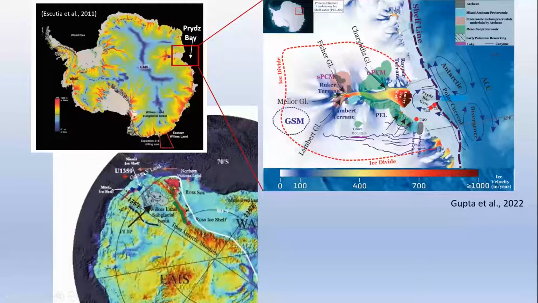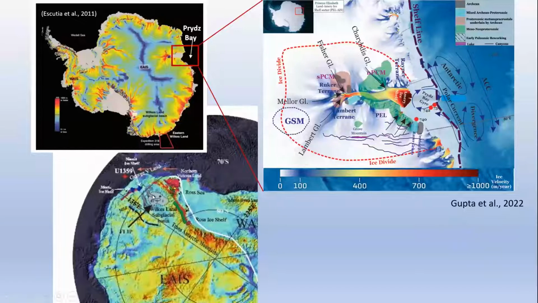And similarly, in Wilkes Land area, this red star is showing the location of the site in Wilkes Land. The age of sediments from the Wilkes Land area is Miocene, and the age of the sediments from Prids Bay is from late Oligocene to recent.